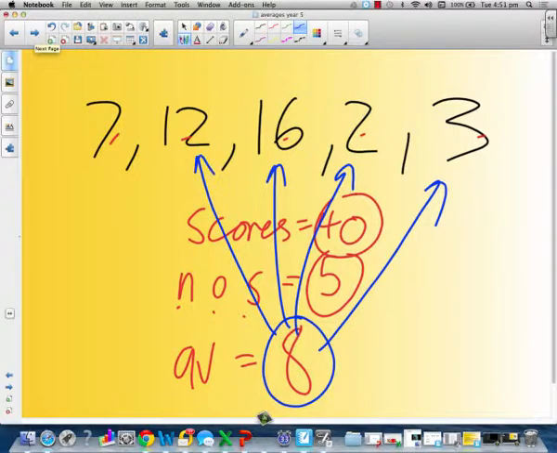Right? If you're a cricketer and you got 7 on this day and 12 on that day and 16 on that day and so forth, this was your average run rate per day. Okay, 8 runs, if you like.